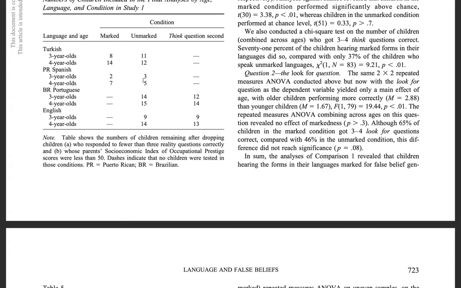I don't have to read the rest of it, I get it, but let me just read it for you and tell you what I think you should skip or not. The repeated measures ANOVA combining across all ages on this question revealed no effect of markedness, although 65% of children in the marked condition got 3 to 4 look for questions correct compared with 46% in the unmarked condition. This difference did not reach significance.